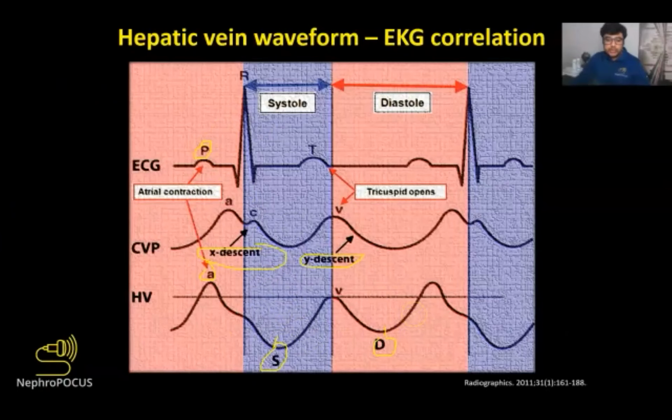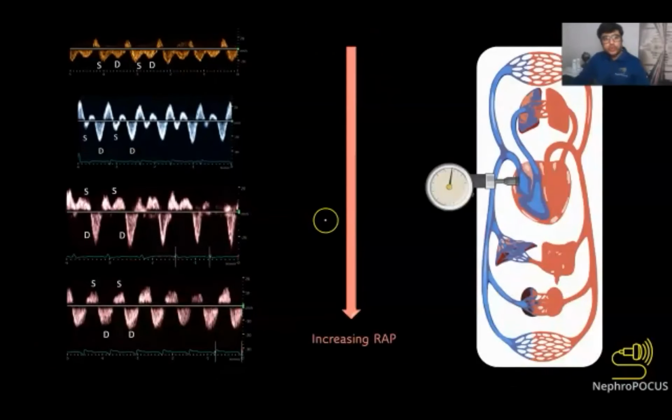So that's how you identify systole and diastole properly, because without EKG it can be very confusing. We'll see a couple of slides showing why having simultaneous EKG is very important. So what happens to the hepatic venous waveform with increasing right atrial pressure? We said normally the systolic wave is bigger than the diastolic wave, right? And as the right atrial pressure increases, the gradient between the venous return and the right atrium reduces. So there is more resistance to the systolic wave.